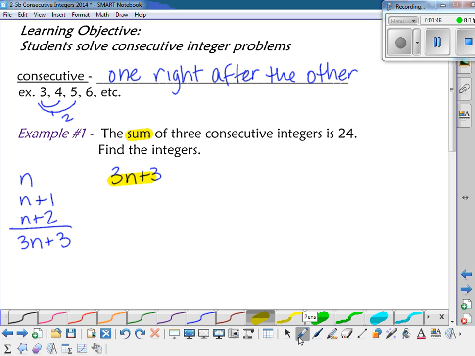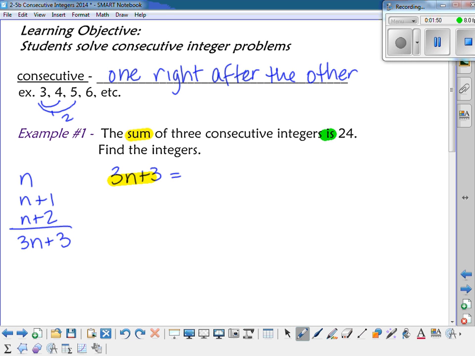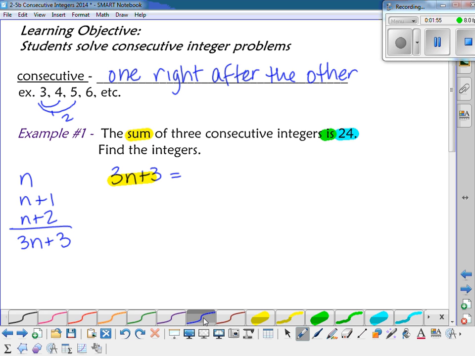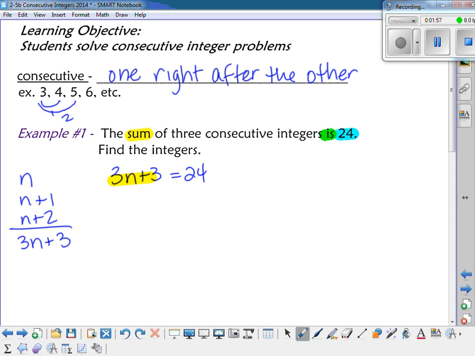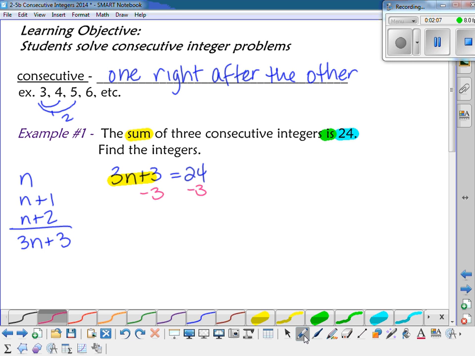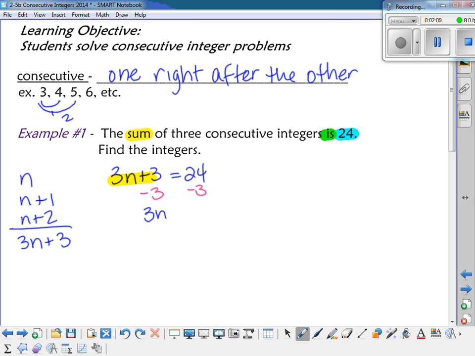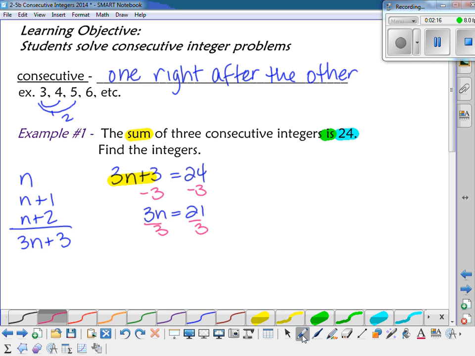And what do we put for the word is? An equal sign. And then finally we have 24, so that has to equal 24. So 3n plus 3 equals 24. Now it's just a two-step equation. We subtract 3 from both sides. I have 3n is equal to 21. So I divide by 3. And I get that n is equal to 7.